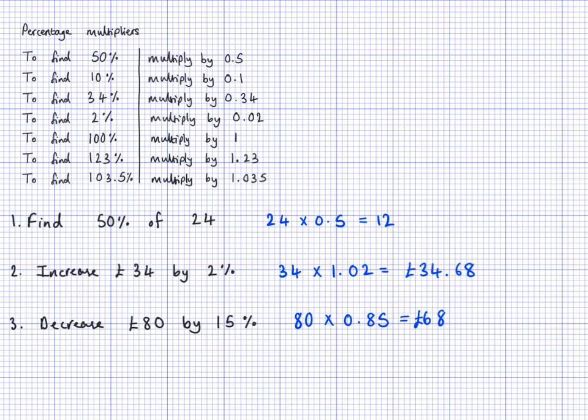And these are some examples, okay? So here I'm talking about increasing. So you add the 2% onto the 100%, that will give you 102%. And the multiplier for that is 1.02. Here I'm decreasing 80 by 15%. And if I decrease by 15%, I'm finding 85%. So the multiplier is 0.85.